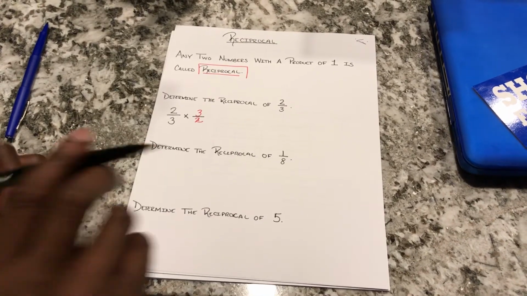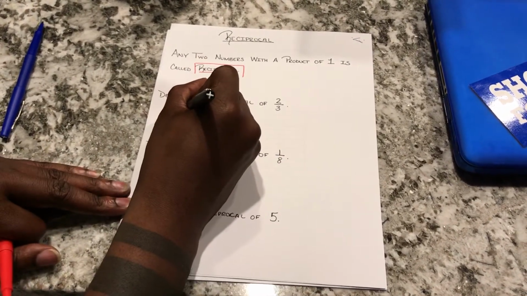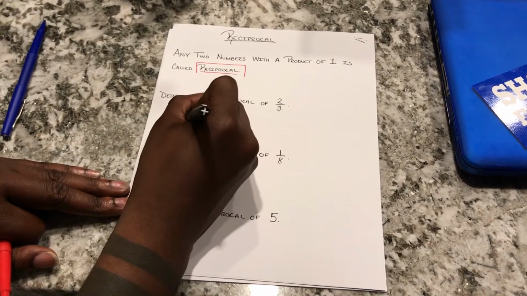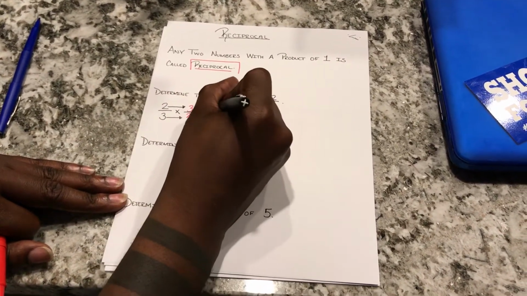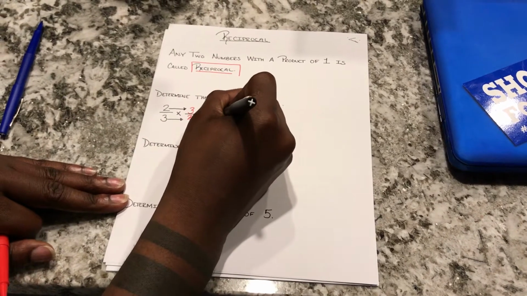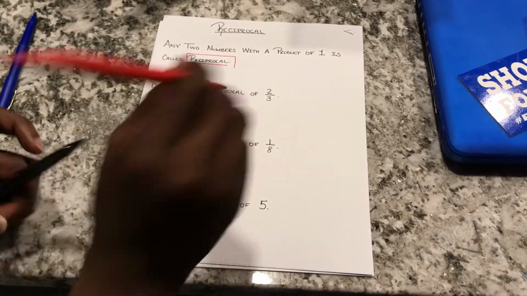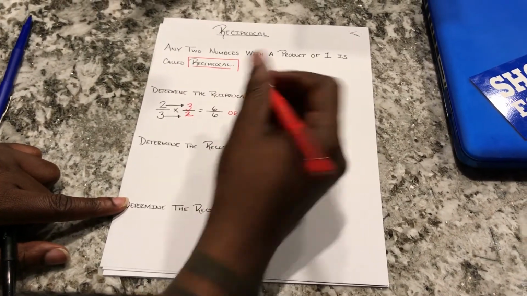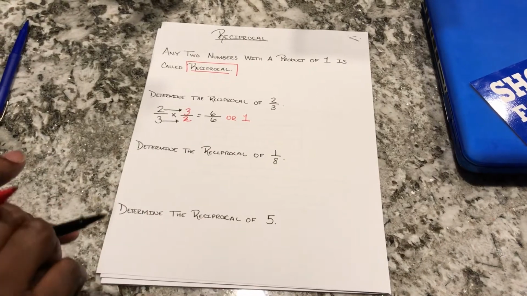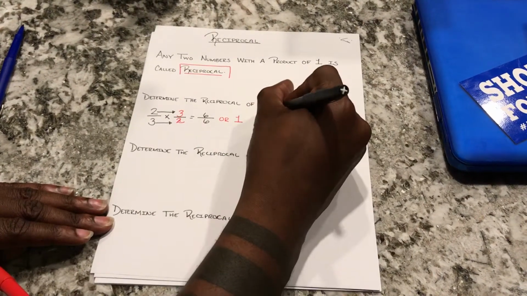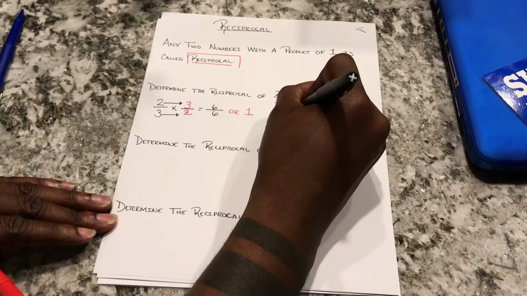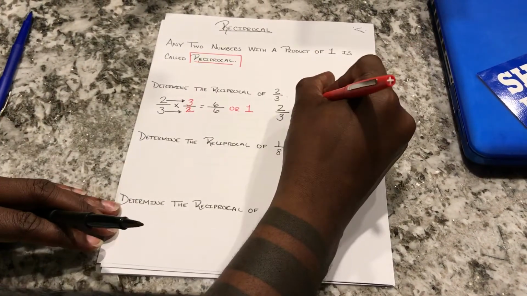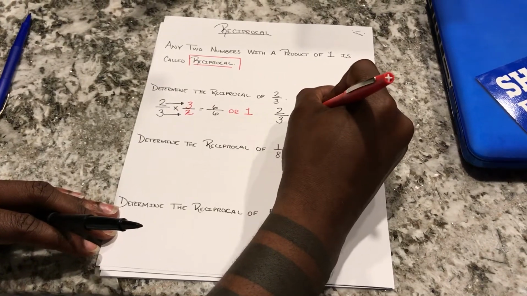For the first example, what I'm going to show you is when I multiply 2/3 times 3 over 2, it equals 6 over 6, or, in this case, 1 whole. I now know that I've found my reciprocal. So, as we continue to talk about problems today, 2/3's reciprocal is 3 over 2.